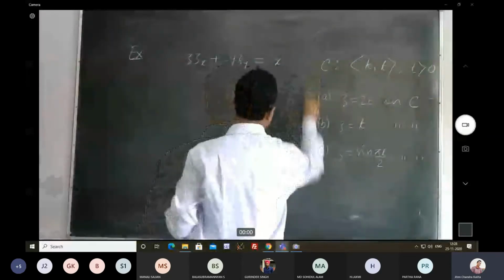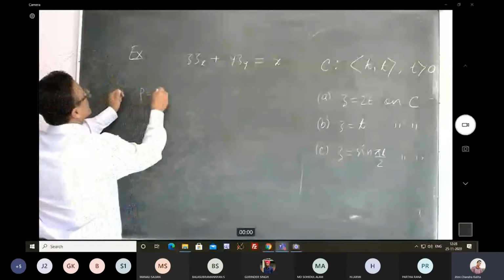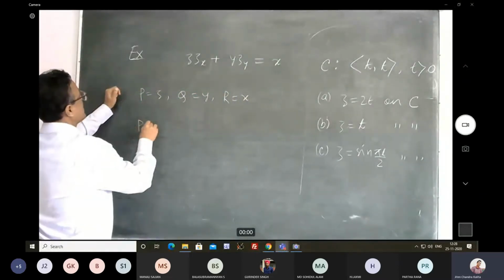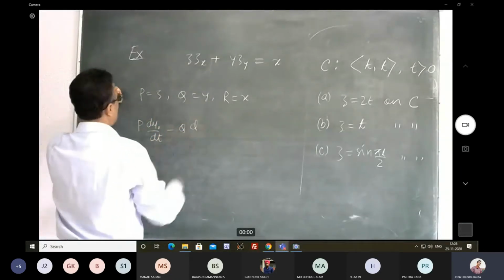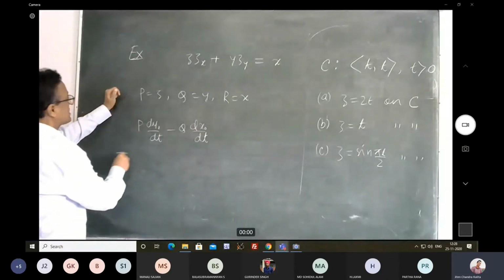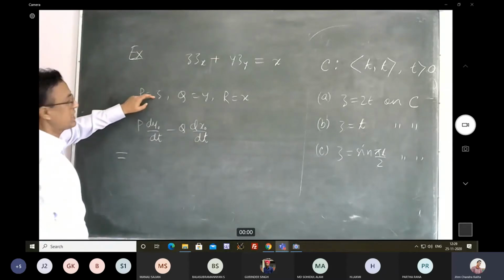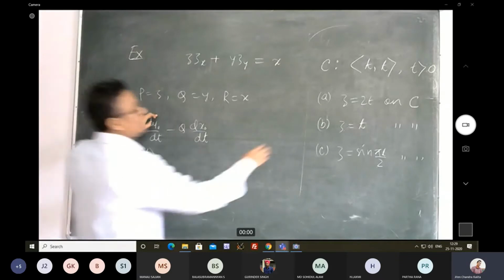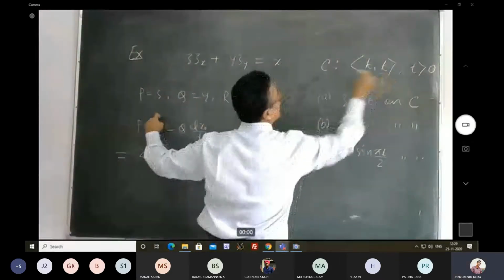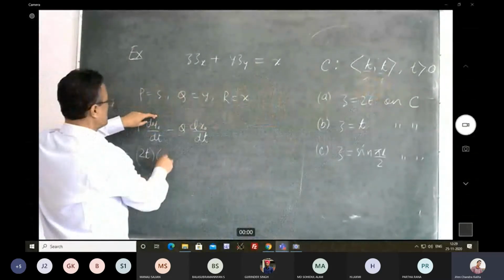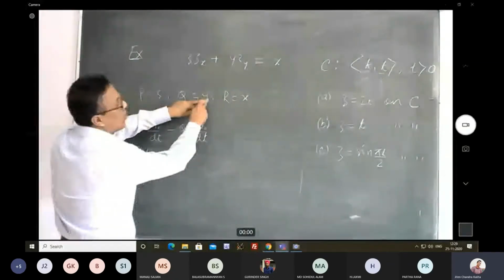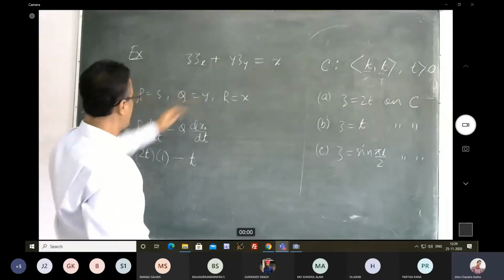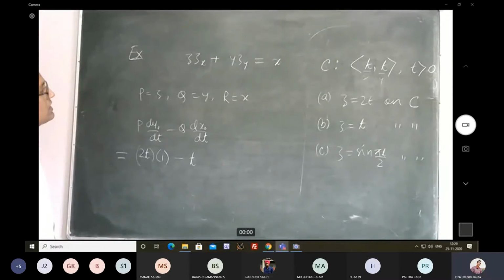Of course, here p equal to j, q equal to y, and r equal to x. So if I want to find p dy0/dt minus q dx0/dt on the curve C, then what is it going to be? On the curve C, p equals j equals 2t. And dy0/dt, because this is x, this is y, x0, y0, is equal to 1. And q equals y, and y on C is t. And dx0/dt is again 1.